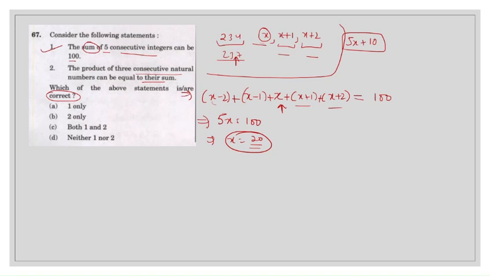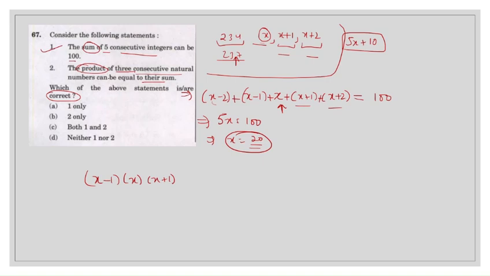Then the second statement says the product of 3 consecutive natural numbers can be equal to their sum. तो again consecutive natural numbers की जब हम बात करते हैं, here we are talking about 3 consecutive natural numbers. So we can take the 3 as x minus 1, x and then x plus 1. See, x is just our choice. We can take any other variable instead of x as well. For example, we can take n, m or any such letter.